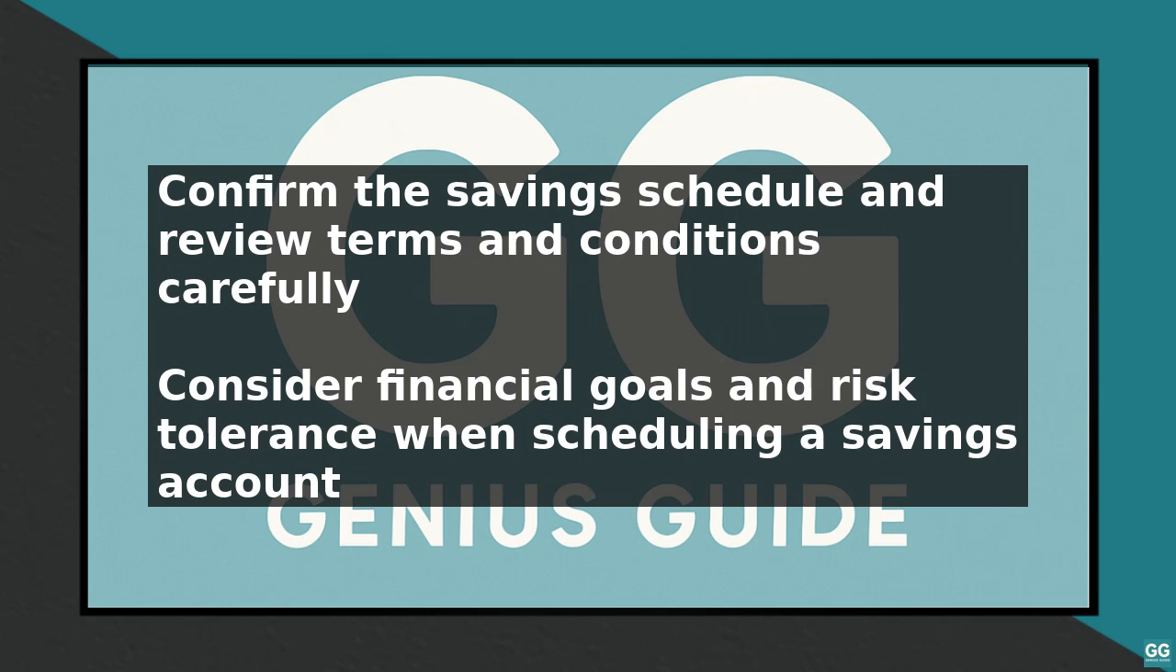Consider how much you can afford to save each month and how long you can afford to keep your money locked away. By following these steps, you can easily schedule a Zopa savings account and start earning interest on your savings. Remember to regularly review your account to ensure it remains aligned with your financial goals.